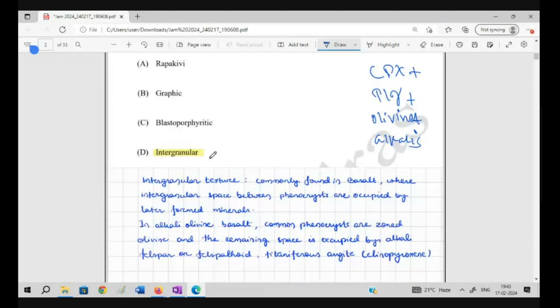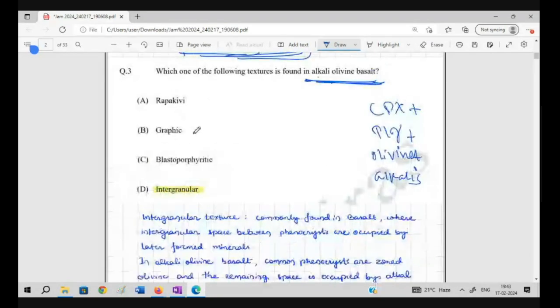Now, in the options itself, you can see all the others, whether it is Rapakivi or graphic or blastoporphyritic texture, are associated with granite and granitoid group of rocks. Yes or no? Because as you know, Rapakivi is an intergrowth between orthoclase and plagioclase feldspar, and graphic is the intergrowth between quartz and orthoclase feldspar, and blastoporphyritic is also a type of porphyritic texture. It is also found in granite and granitoid group of rocks.